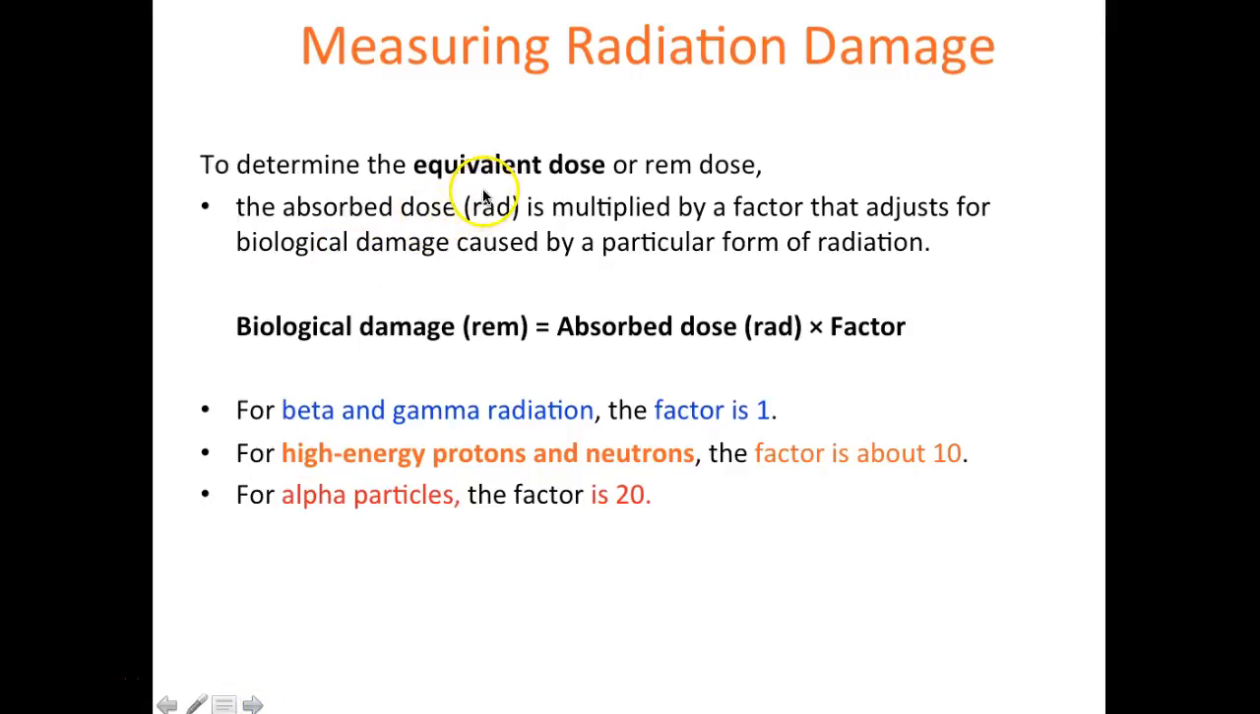To determine the rem dose, the equivalent dose, you take the rad, which is the absorbed dose, and multiply it by a factor, and that factor varies for the different kinds of radiation. For alpha particles, the factor is the highest, it's 20. For high energy protons and neutrons, the factor is 10, and for beta and gamma, the factor is 1. So for beta and gamma, rem is equal to rad because the factor is 1.